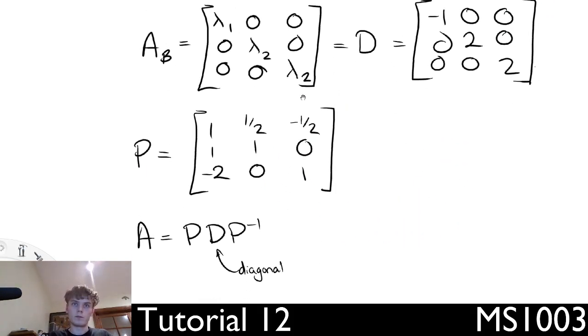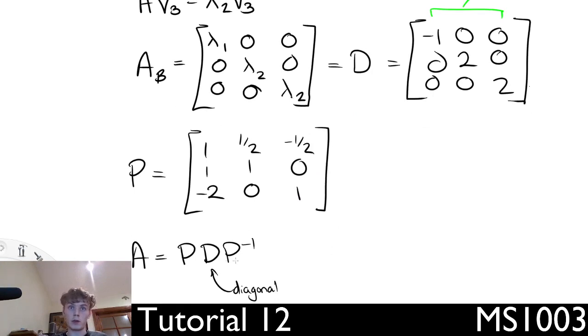So if you want to, you can check this. You can find P inverse, and you can take these three matrices and multiply them together, and you can definitely check yourself that if you multiply it all out, you'll get back A. You'll get back that horrible matrix there.